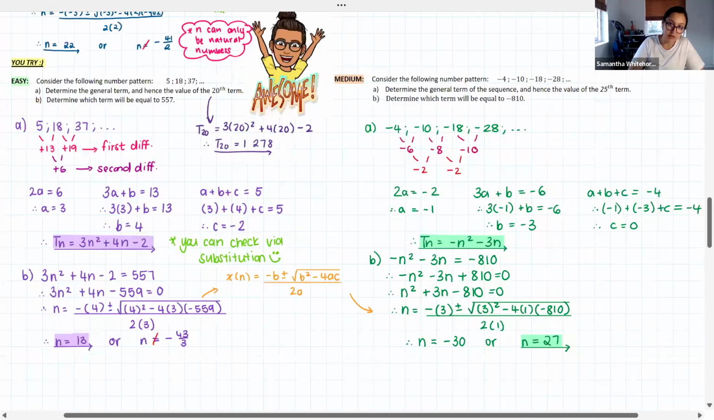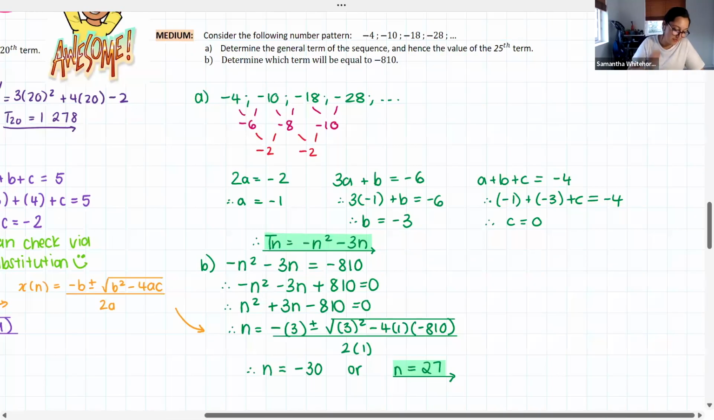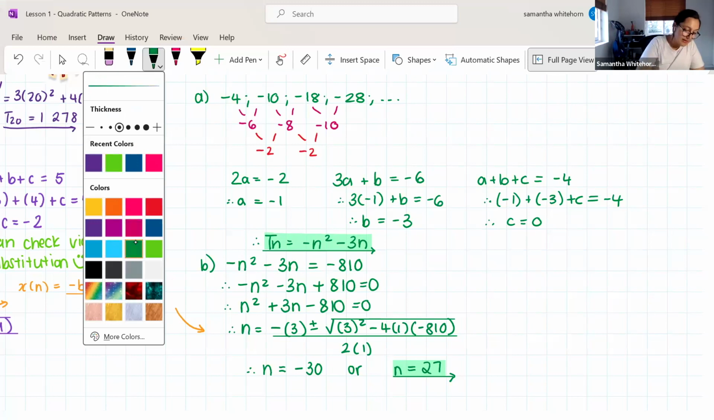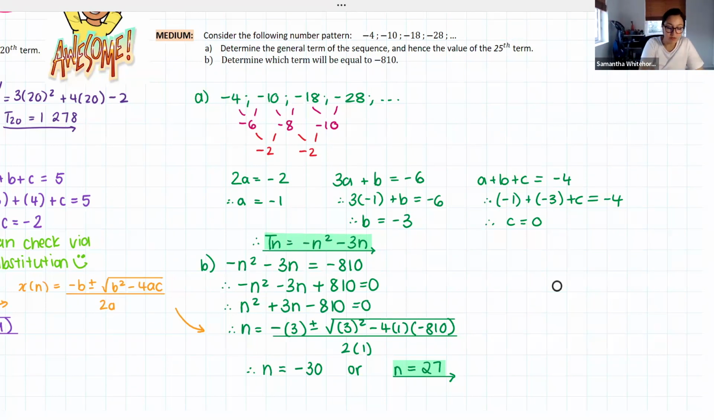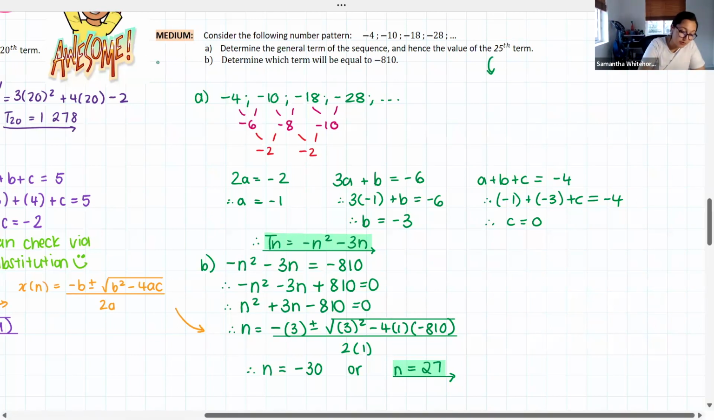If you did the medium one, same thing: set up your first differences and second differences. This one was slightly harder because your second difference was negative. It doesn't change what you do, but you have to bear that in mind as you do your calculations, because whenever we have negatives, there might be a sign change. We just need to be careful. Again, I asked for the 25th term.